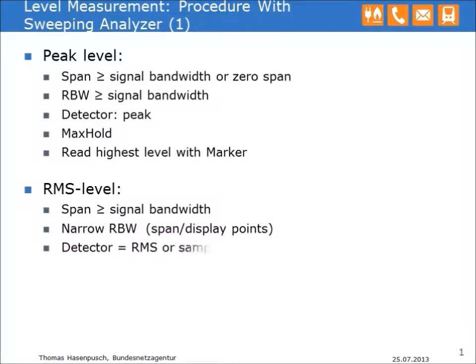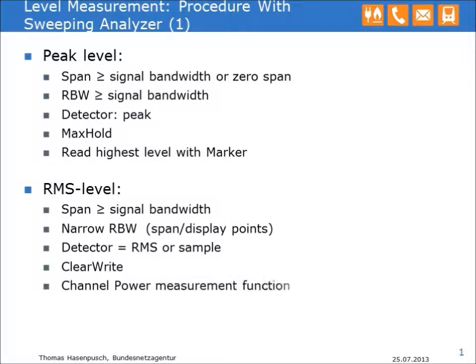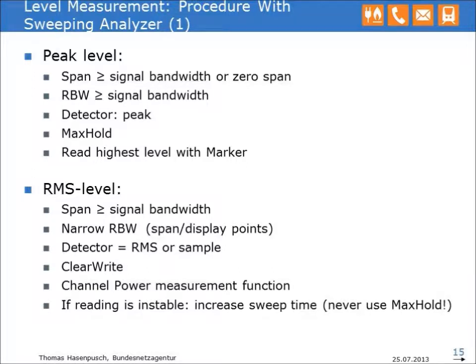Pretty straightforward. If we want to measure the RMS level, we use the span also to be at least the signal bandwidth. We use the narrow resolution bandwidth. As mentioned before, the optimum is span divided by display pixels. And then we use the RMS or sample detector. If the analyzer doesn't have RMS, we can use sample. We have to use clear write as the trace mode, and then we use the channel power measurement function. This is also a function that is implemented in almost all analyzers.